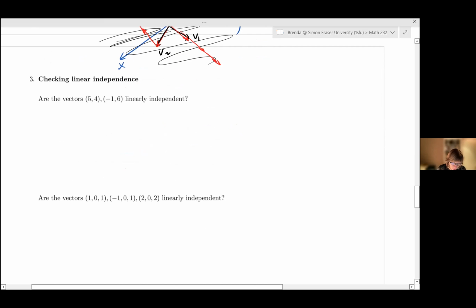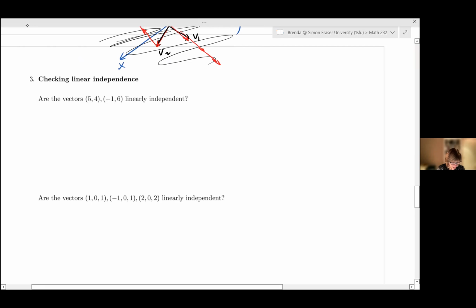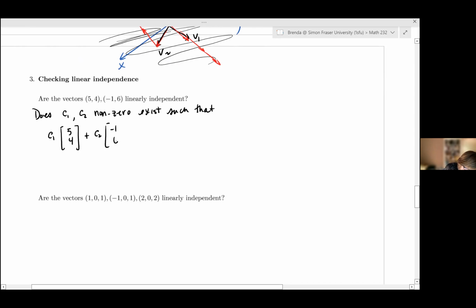Okay, but let's just do a couple of examples in low dimension without the heavy-hitting algorithm, and then we can see how this is working. So we're going to start in R2. We're going to ask, are these 2 vectors linearly independent? So what we're asking is, do C1, C2 non-zero exist such that C1 times the first vector plus C2 times the second vector equals 0? Is it possible for me to find C1 and C2 to make that true?